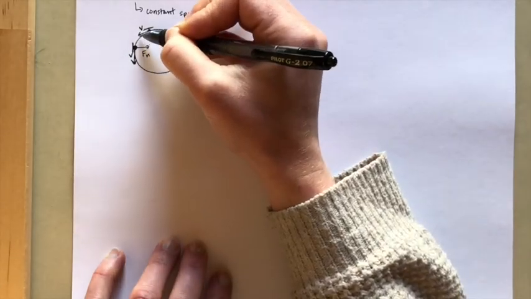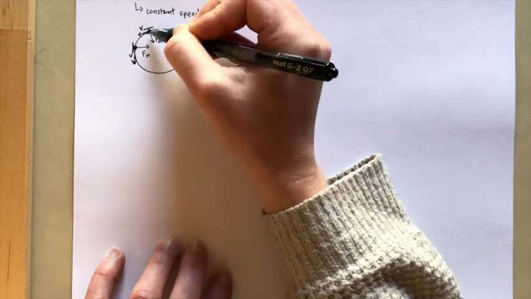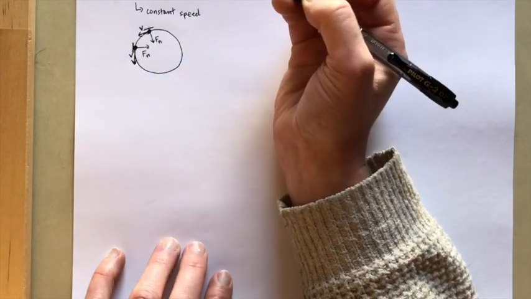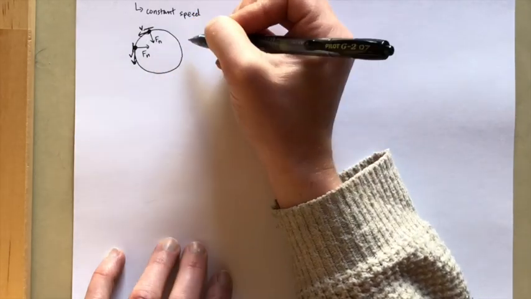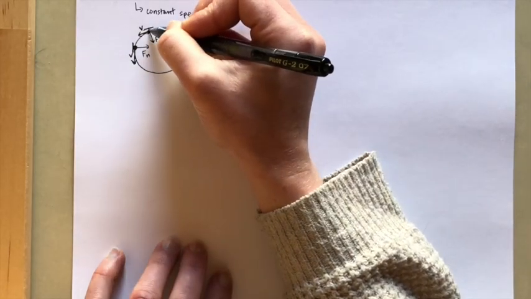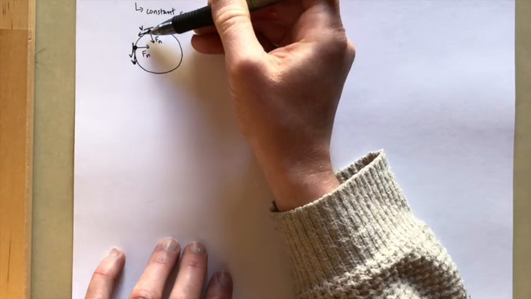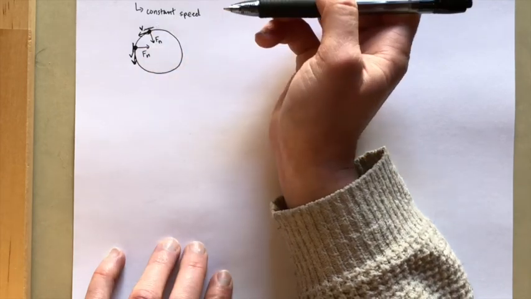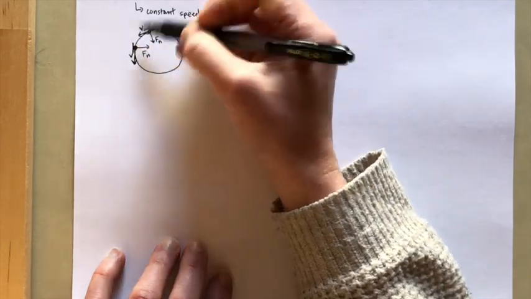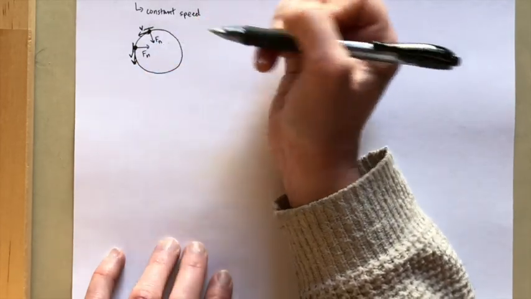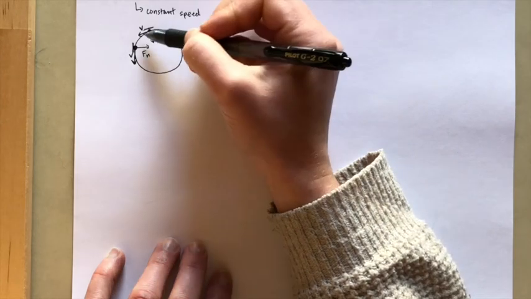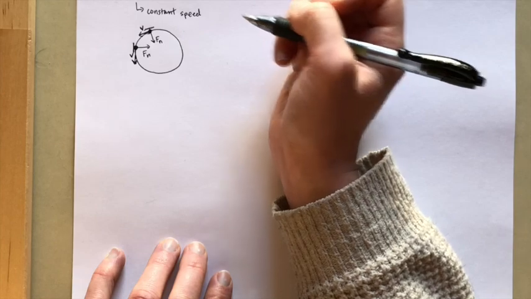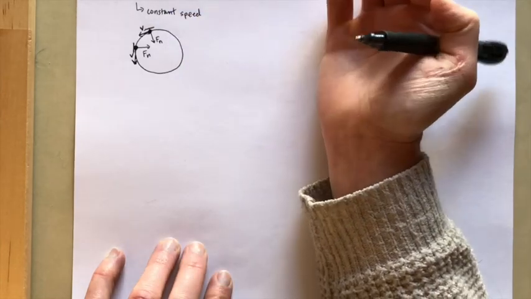We can see that this arrow that represents the vector for the velocity is the same length at every point here. But what is changing is that the velocity here is pointing towards the southeast of this circle, southwest, and here it's pointing more directly south. So the direction is changing. And really, if the direction is changing, then we have to have an acceleration.